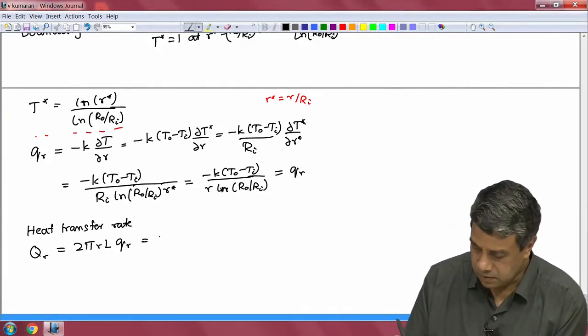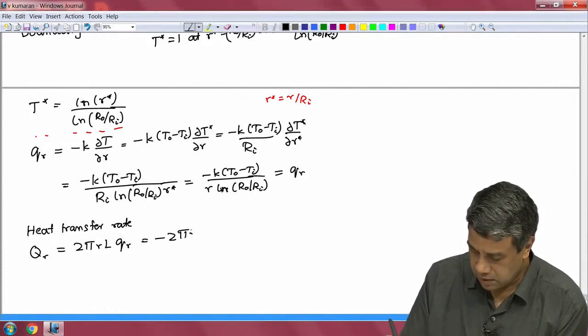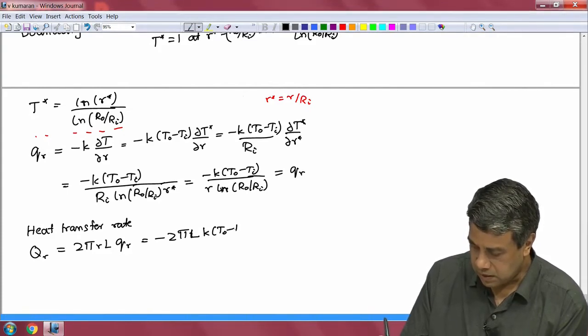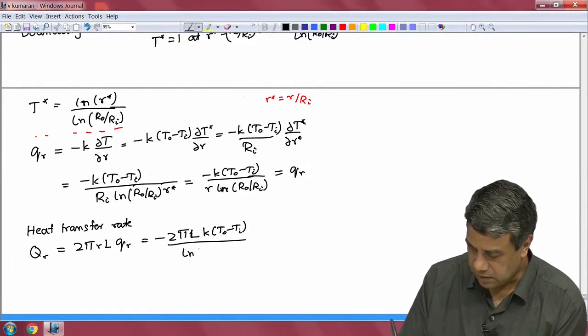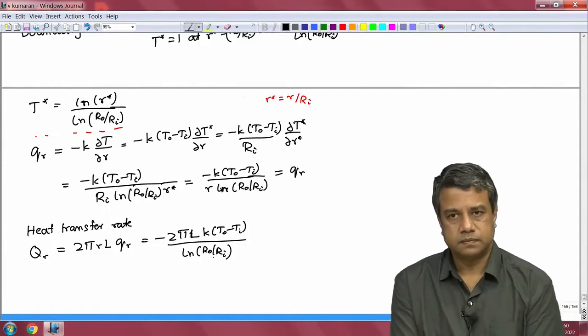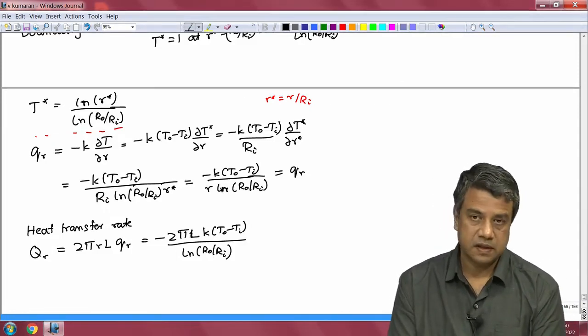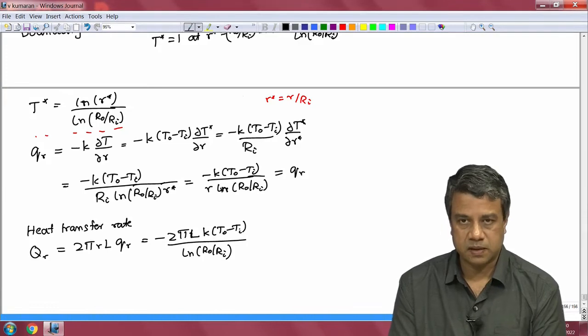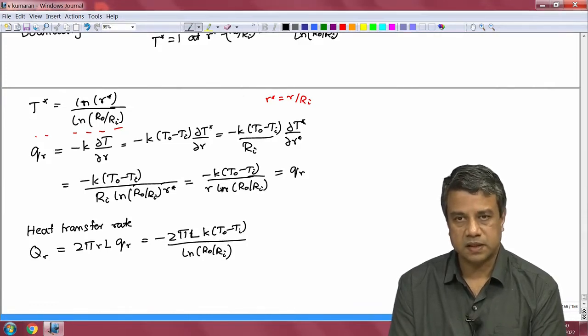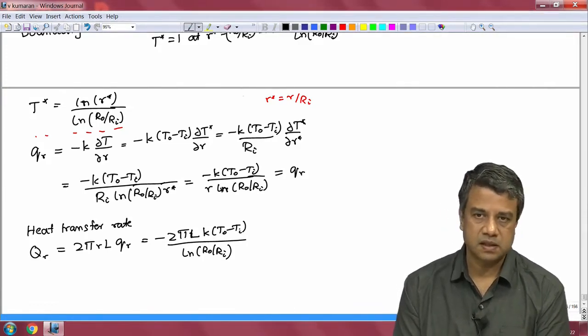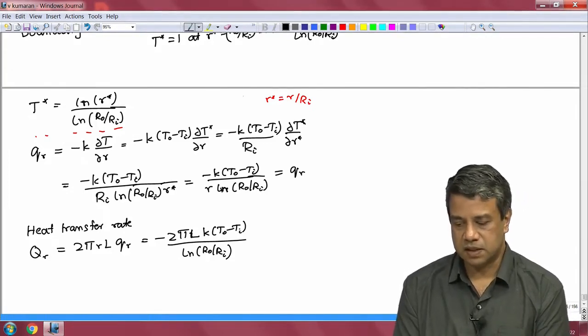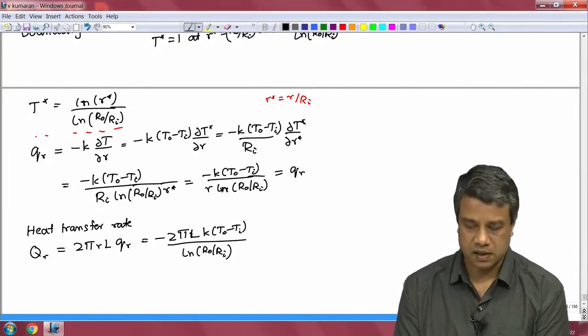This has to be equal to minus 2 pi L k (T naught minus T i) by the logarithm of R o by R i. This is the heat transfer rate. Heat goes from higher temperature to lower temperature. Therefore, if T o is greater than T i, the heat flux is in the minus r direction, inward. Whereas if T i is greater than T o, then q r is in the plus r direction, outward.